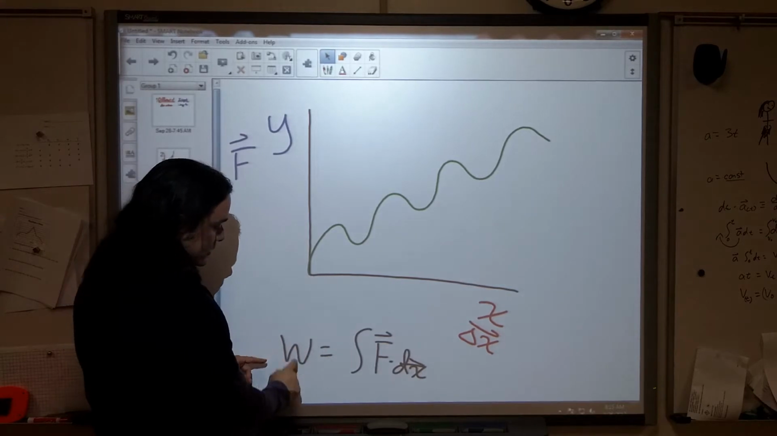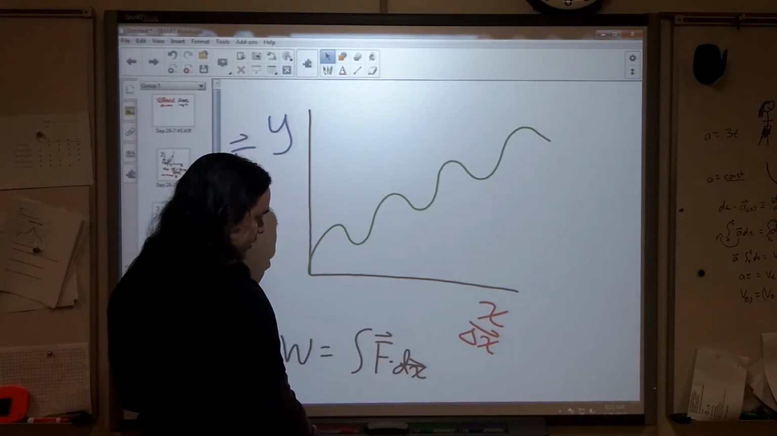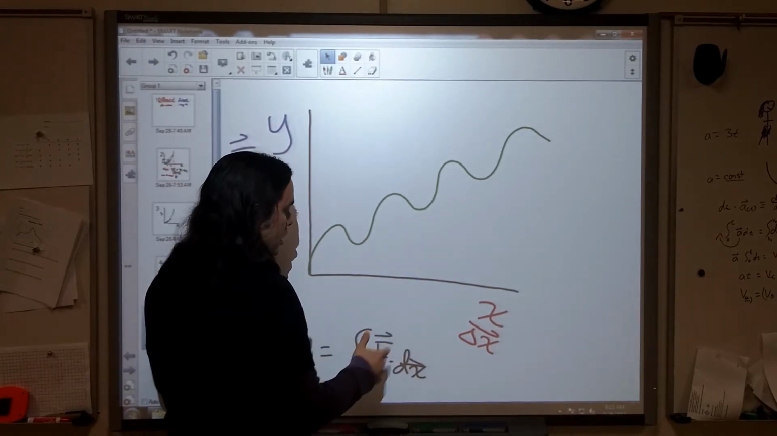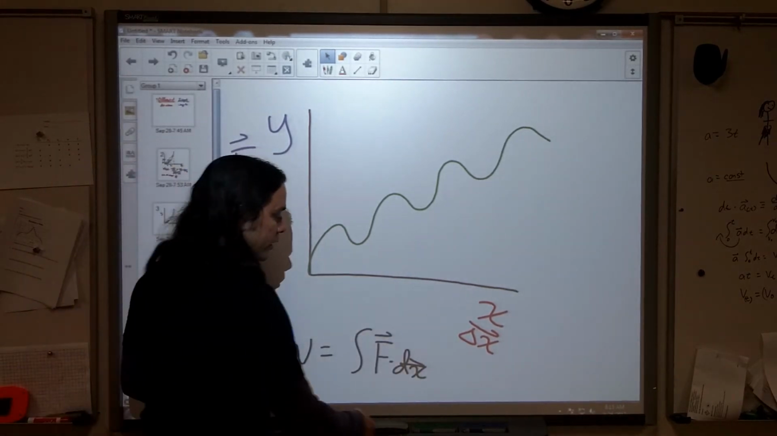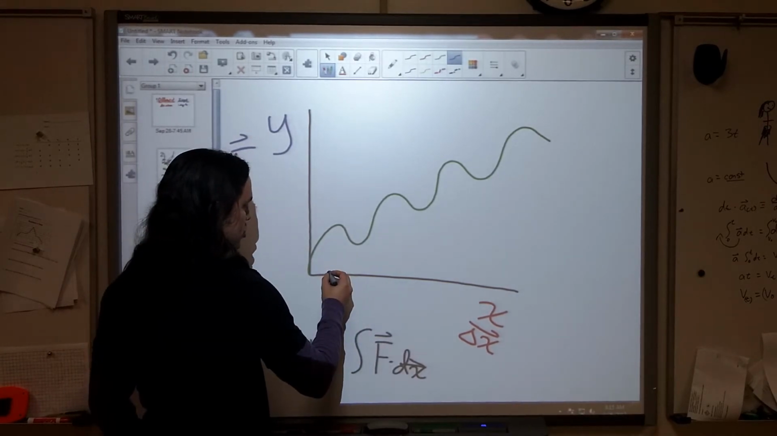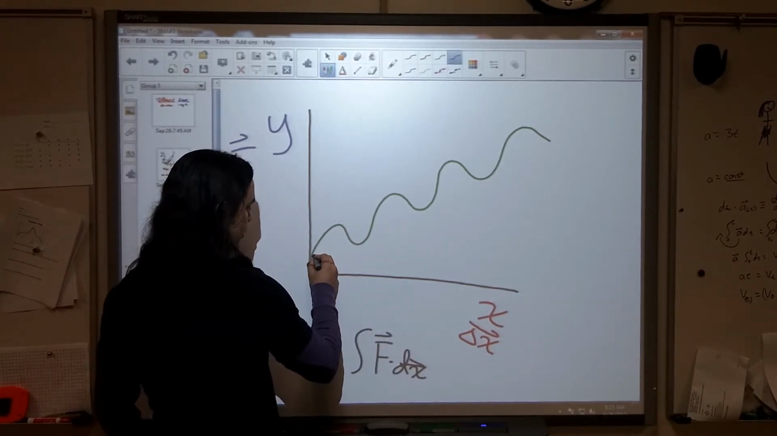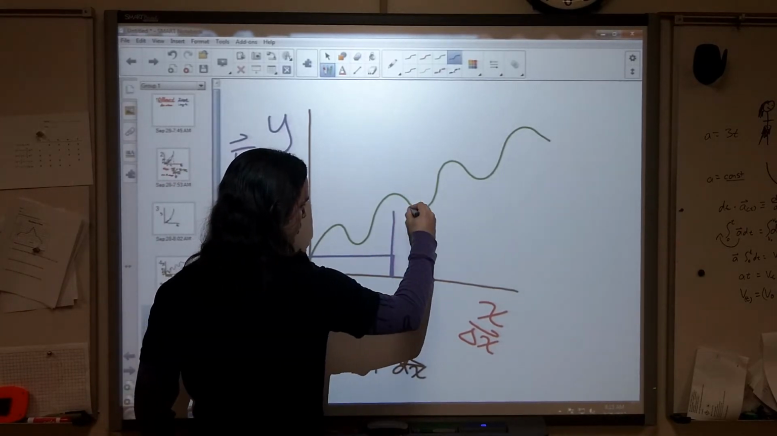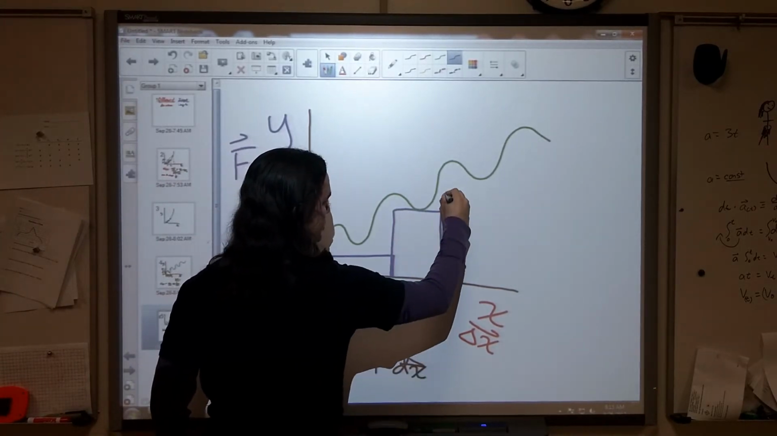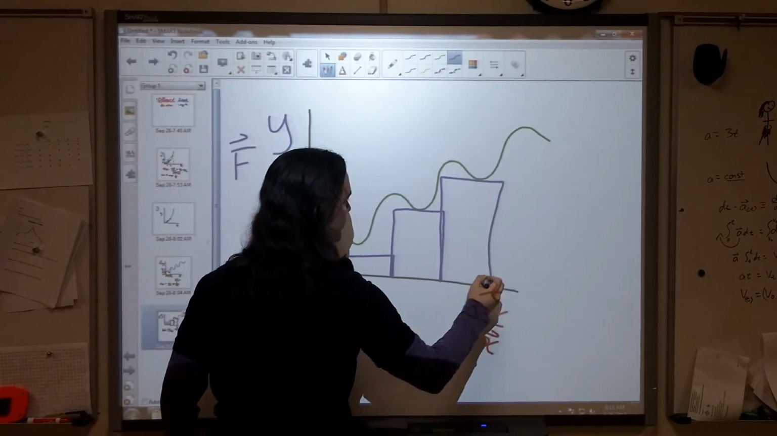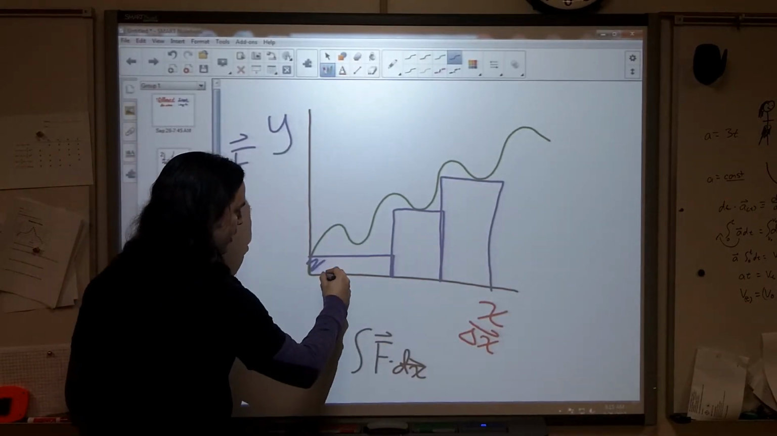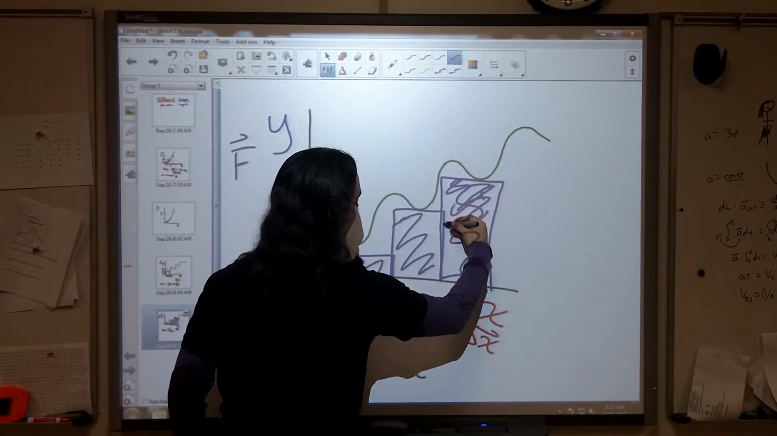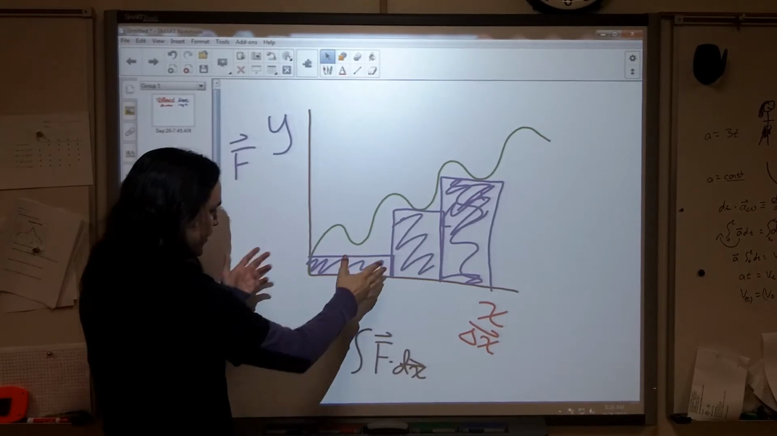What I'm trying to find is the work, which is the integral of this, which means I'm going to try and find the area under this curve. One of the first things that you learn is the following, and it's basically an approximation. I'm going to make a bunch of rectangles. And then I can find the area of the rectangles, add them together, and that'll be an approximation of my area under the curve.